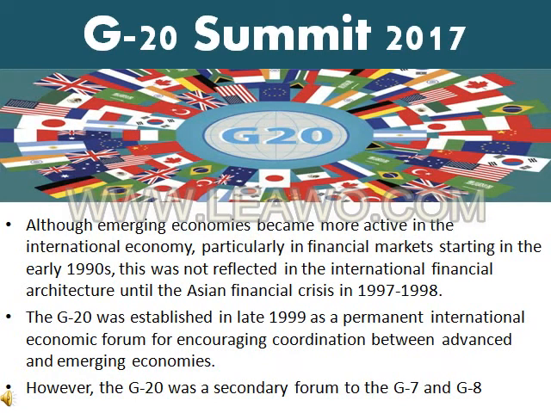Although emerging economies became more active in the international economy, particularly in financial markets starting in the early 1990s, this was not reflected in the international financial architecture until the Asian financial crisis in 1997 and 1998. The G20 was established in late 1999 as a permanent international economic forum for encouraging coordination between advanced and emerging economies. However, the G20 was a secondary forum to the G7 and G8. Here is one very important thing to understand: G7 and G8 are different forums, but G20 was formed later on.